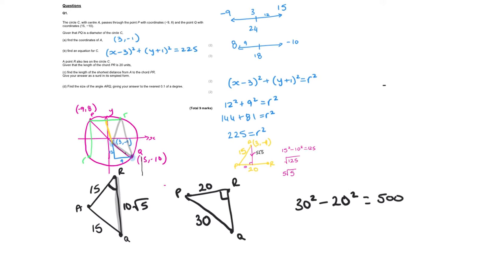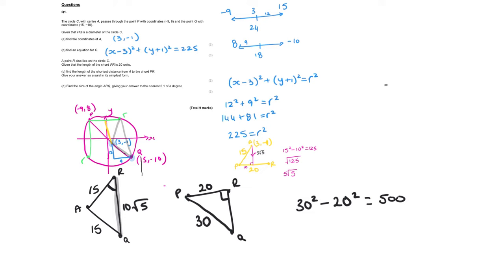So, what angle do they want? A, R, Q. And A is roughly here, isn't it? Okay, so we want this angle, but you know what I just realised as well? We don't even have to work out this part here that we just did, because we worked out earlier that this length is 5 root 5.